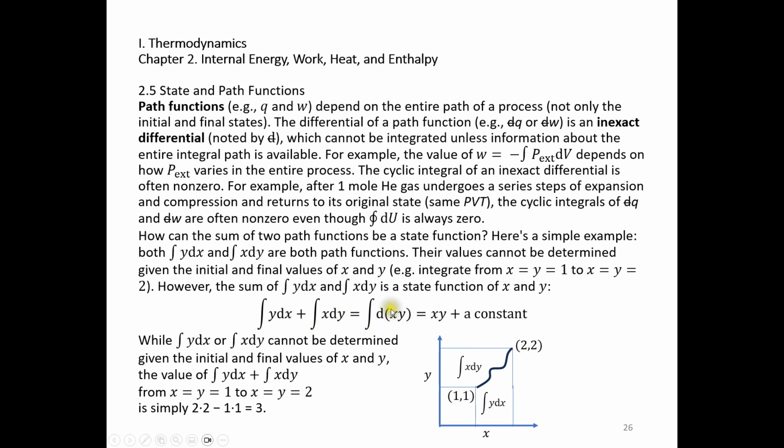For the same reason, dU is equal to dq plus dw. dU is an exact differential, but dq and dw are both inexact differentials. And also we know delta U is equal to q plus w. Although q and w are path functions, they depend on the path of the process, delta U depends only on the initial and final state of the system.